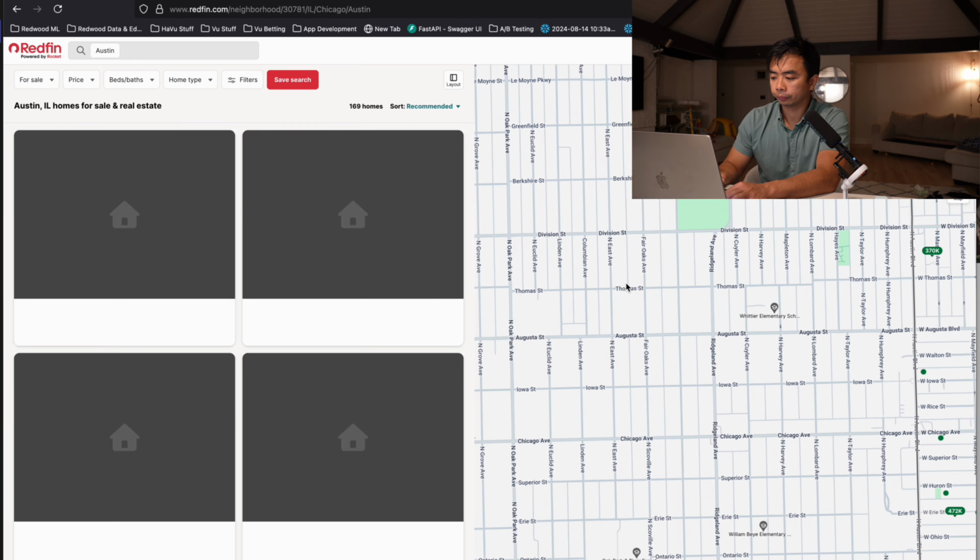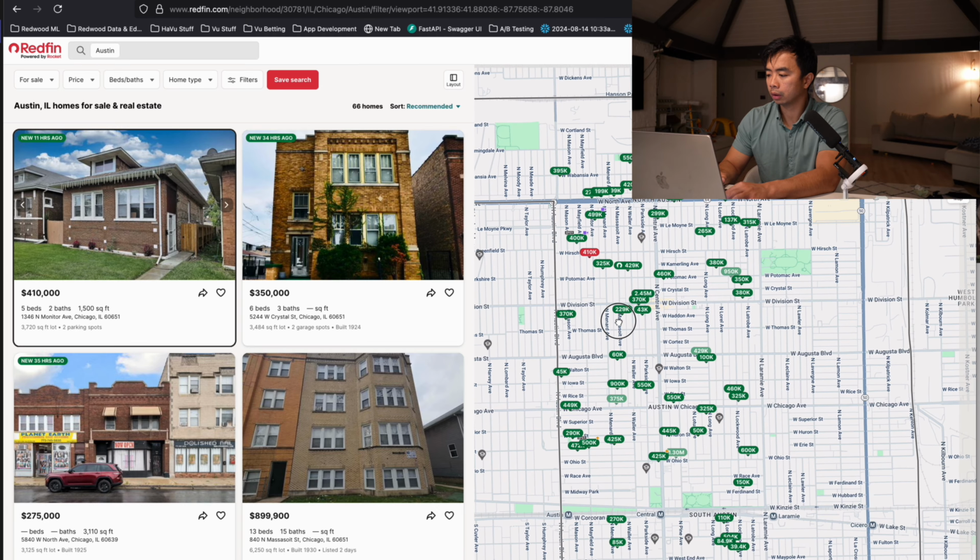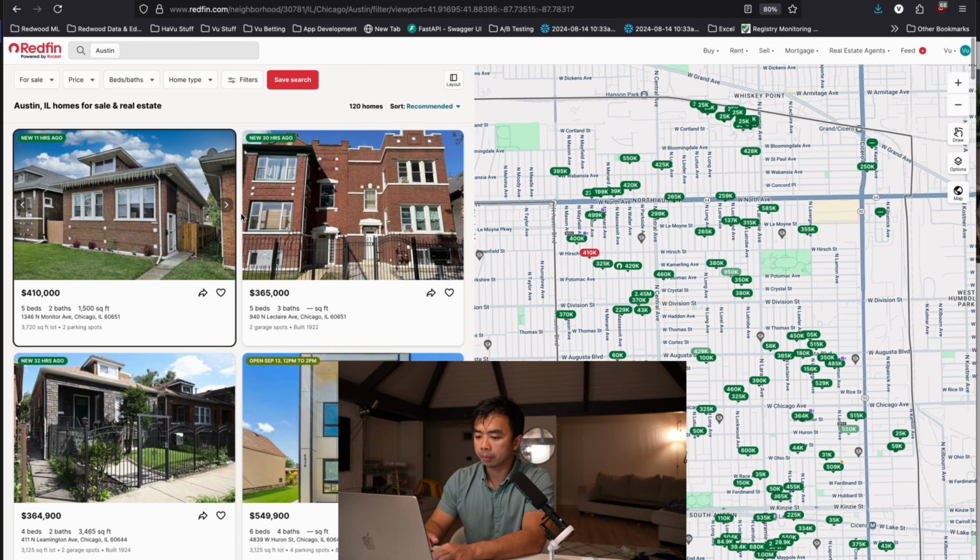In here, we're gonna find a bunch of properties. Like I said earlier, we're gonna try to find some higher cash ROI return properties. And we're going to focus on 4-unit properties.